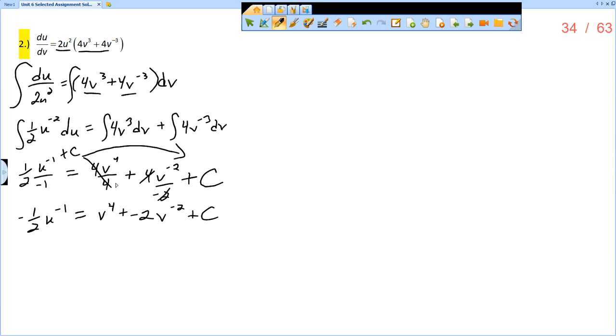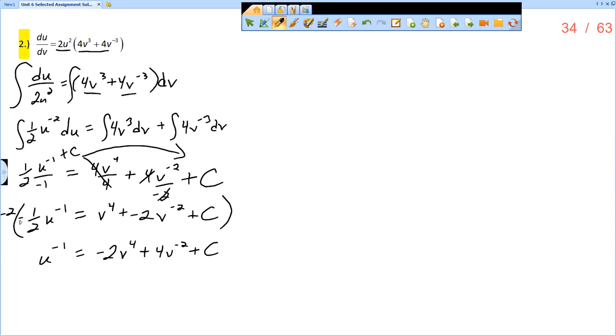That would be it. Now, I know on the answer sheet I have a slightly different version. If I multiply the whole equation by negative 2, the left side becomes u to the negative first equals, now this becomes negative 2v to the fourth plus 4v to the negative second plus c.